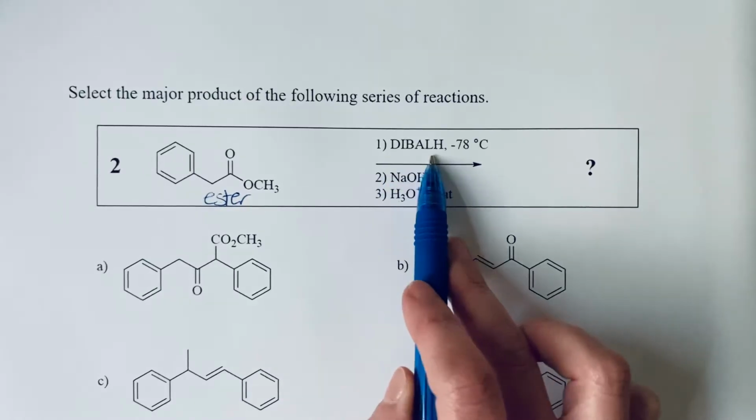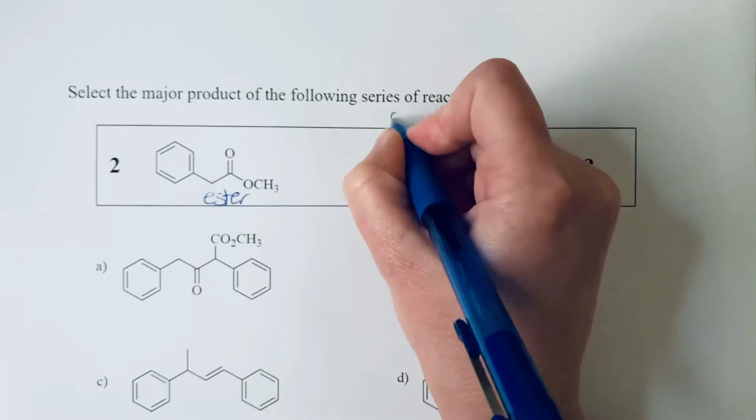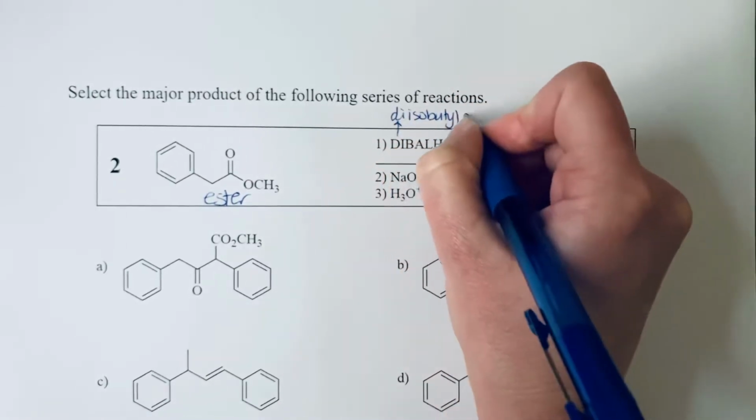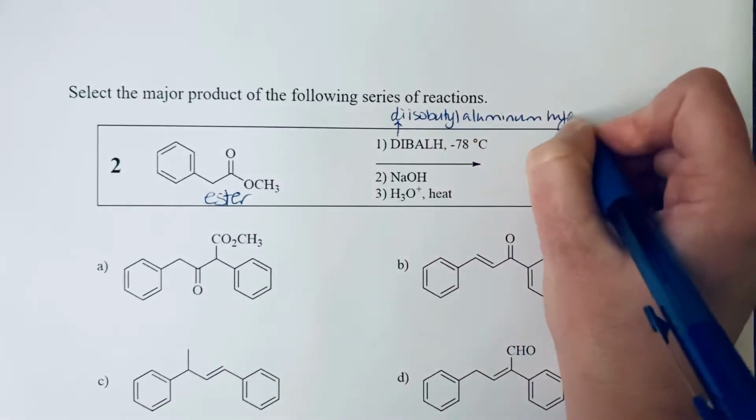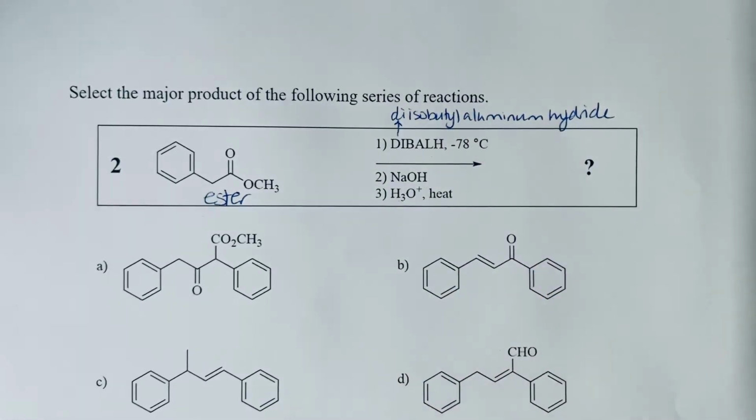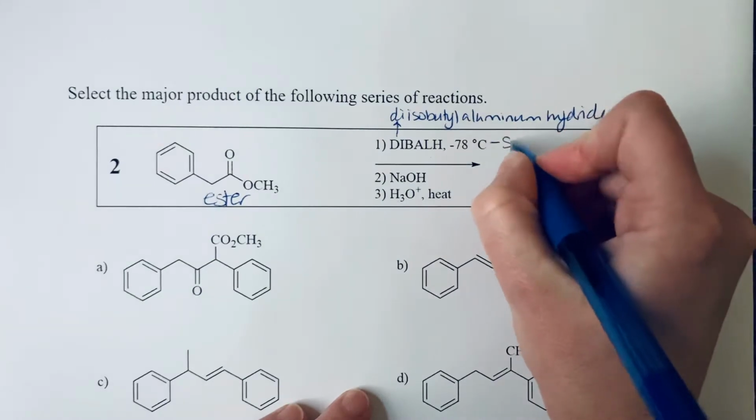And the first thing that we should recognize is what we're doing here in this first step. So we've got DIBAL-H. So hopefully you remember what DIBAL is. So that is diisobutyl aluminum hydride. And we are doing this at a low temperature. So a hydride reagent, this is a reducing reagent. And this is a selective reduction.